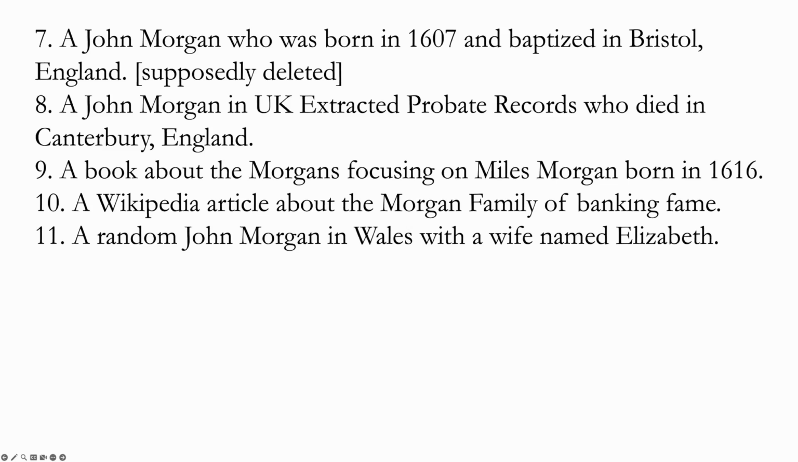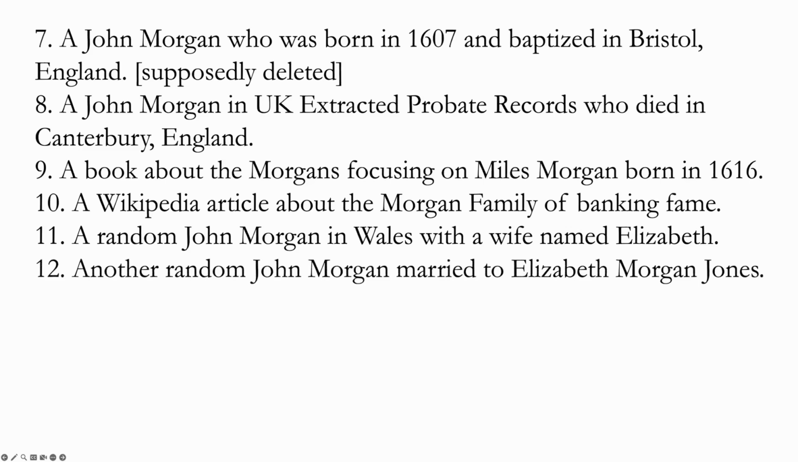A random John Morgan in Wales with a wife named Elizabeth. Then he didn't get married over here in Maryland. He must have gotten married in Wales. If he's an indentured servant, he wasn't married. And so all of these are starting to become very complicatedly contradictory. Another random John Morgan married Elizabeth Morgan Jones. So he married a Morgan, which is not impossible. But to find a person who was named Elizabeth Morgan Jones, she would have been married earlier to a Jones. So he married someone that was already married and had another husband.